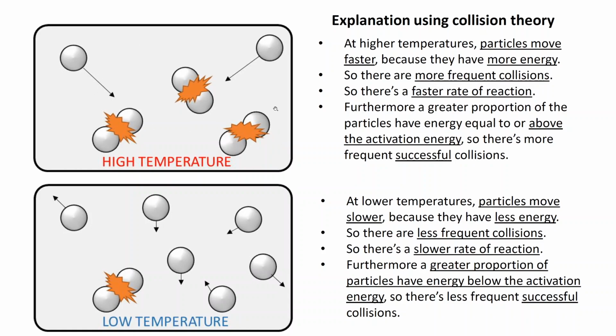Here I've shown some particles at a high temperature, and I've drawn these long arrows here to represent them moving faster. The reason particles at a high temperature move faster is because they have more energy. Please never say they move more, you have to say they move faster, or they move at a faster speed. If they're moving faster, then there's going to be more frequent collisions. And more frequent collisions is going to result in a faster rate of reaction.